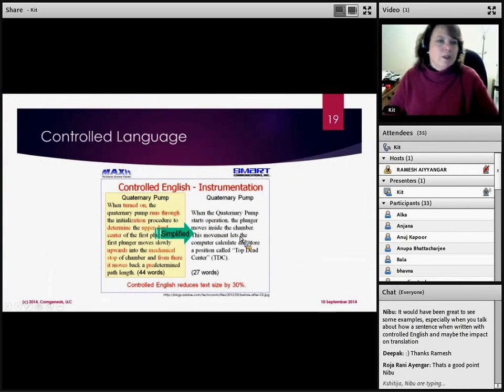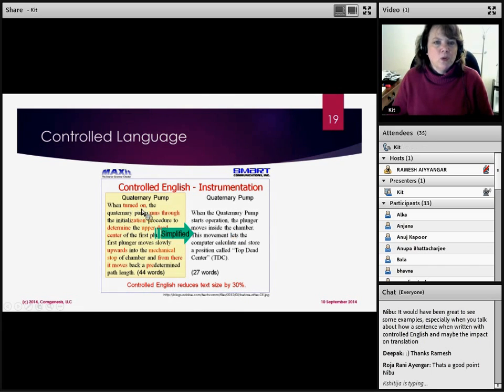So here is an example. The left-hand side with the yellow is an example of somebody who just wrote this without using controlled language. On the right-hand side, you can see how much it reduced the quantity of text by 30%.